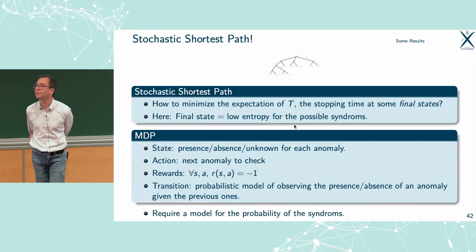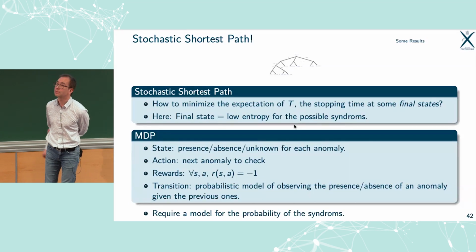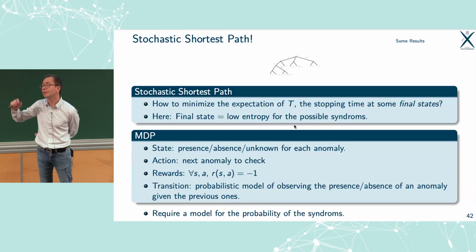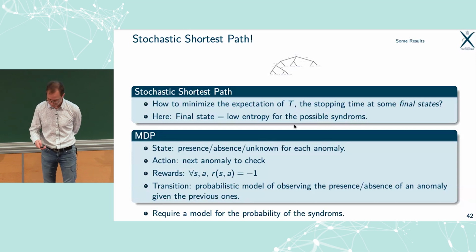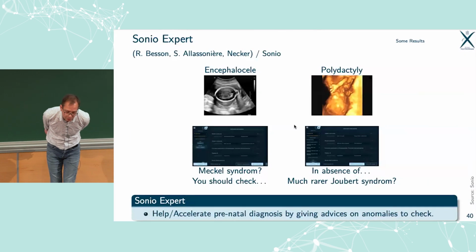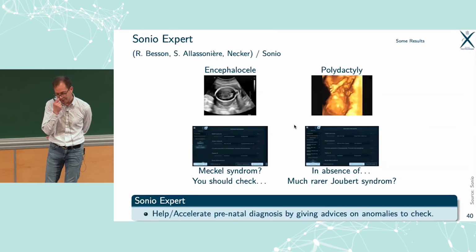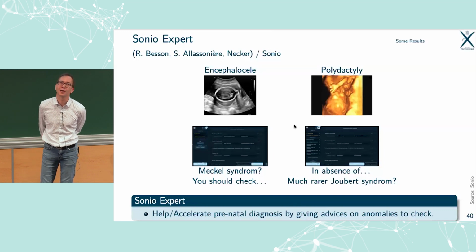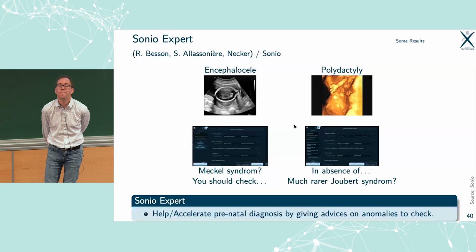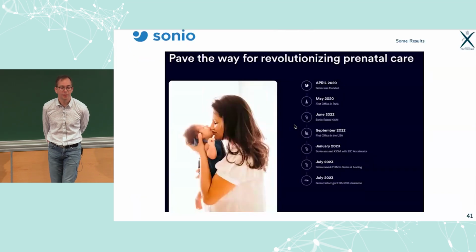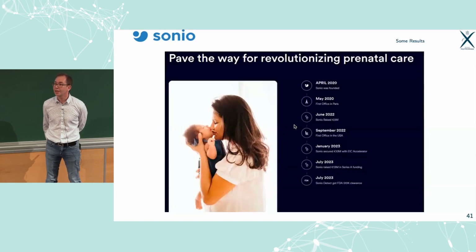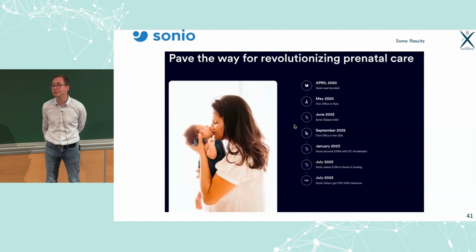You want to find the shortest sequence of actions to reach a goal, which is conducting the exam well. And the outcome was a paper. We were able to publish this result in a math journal and in a medical one. But the best outcome was a company. Rémi is now the CTO of Sonio, which has built a product starting from this idea.